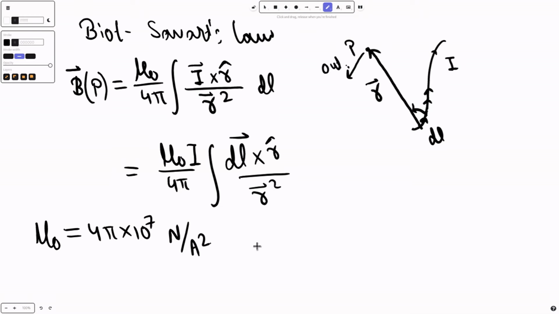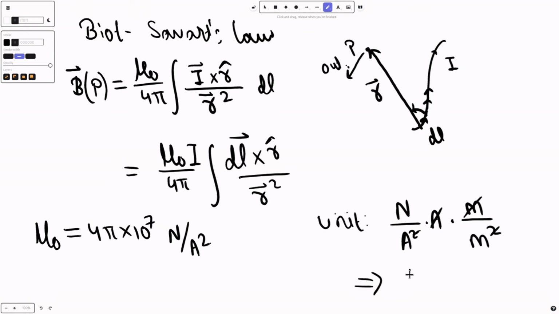Okay. Then what will be the unit of the magnetic field? The unit of the magnetic field will be given by first the unit of mu naught. So I'll do Newton per ampere square, and there's an ampere due to that current, and then there's dl, which is in meters, and r square, which is in meter square. So these things cancel off. This cancels out with this. So I get the unit to be newtons per ampere meter. Okay, and this unit is called the Tesla.